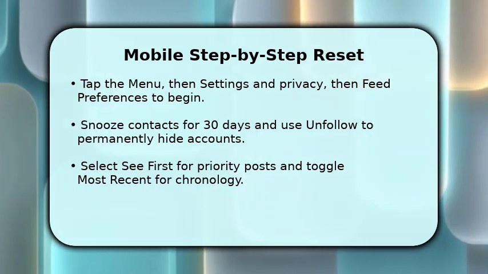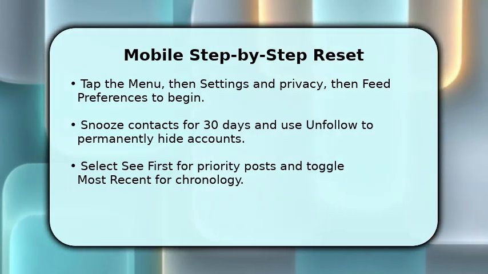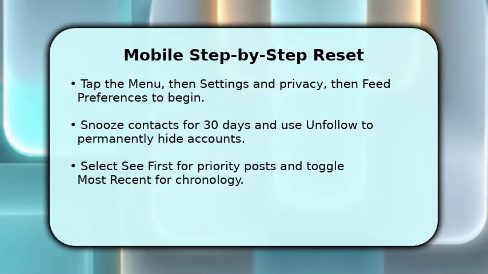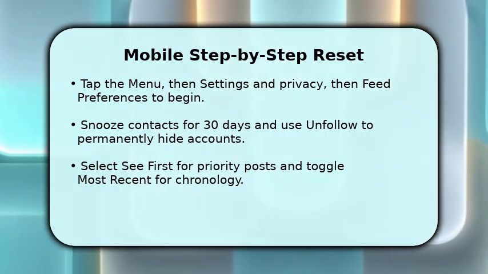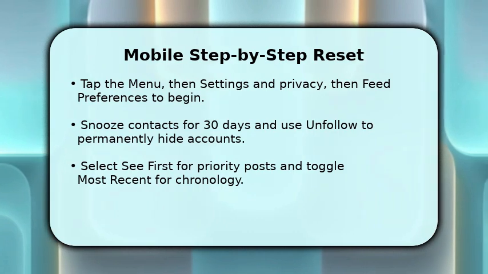Tap Snooze to pause posts from someone for 30 days if you need a temporary reset. Use See First to mark people and pages you want prioritized in your feed. Finally, switch to Most Recent to view posts in chronological order instead of the algorithmic ranking.